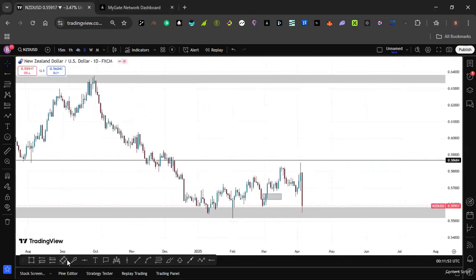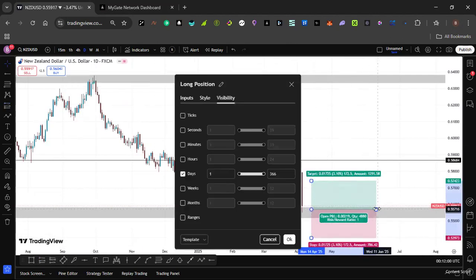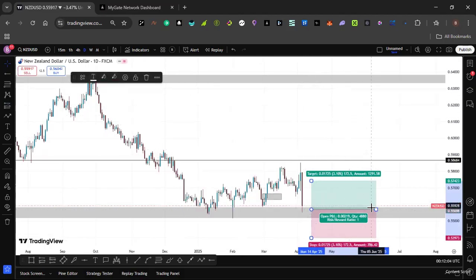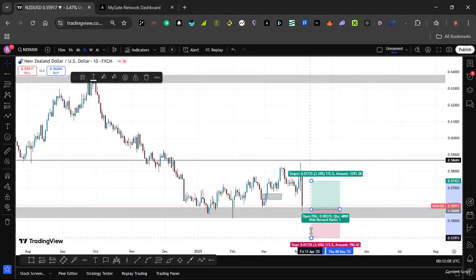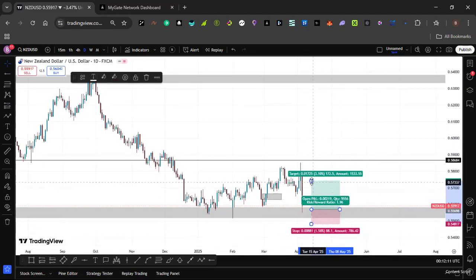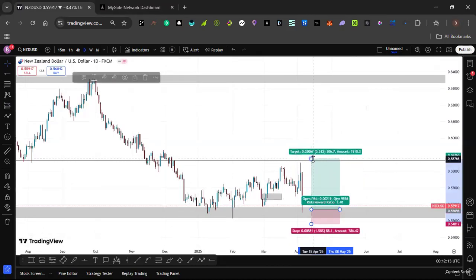Maybe I will need to see a reversal pattern. I need to see something form on the daily time frame. So I'll be watching this AUD USD closely to see if anything is going to form. And once it forms, I'm going to be sending it straight to my Telegram channel.